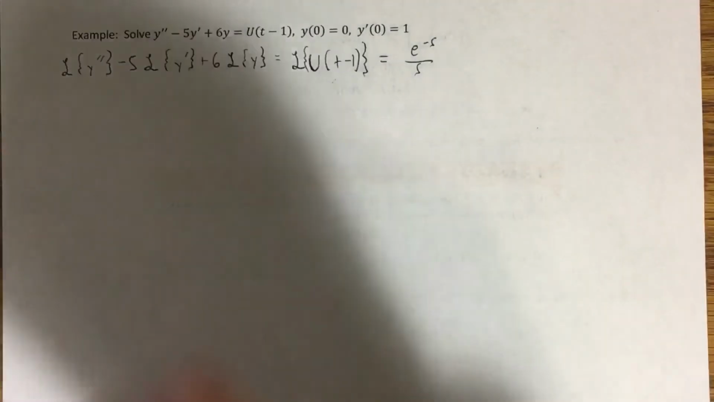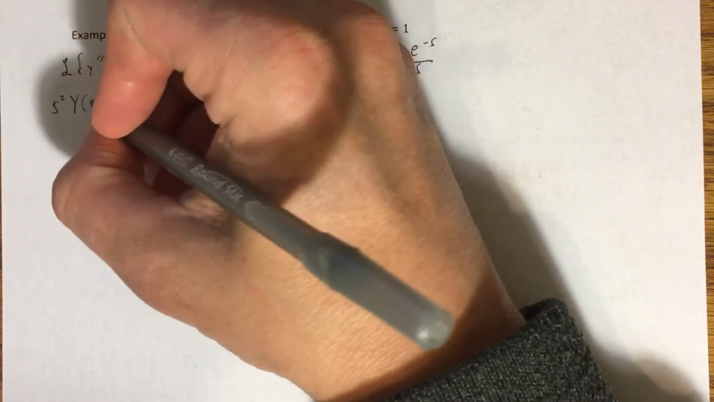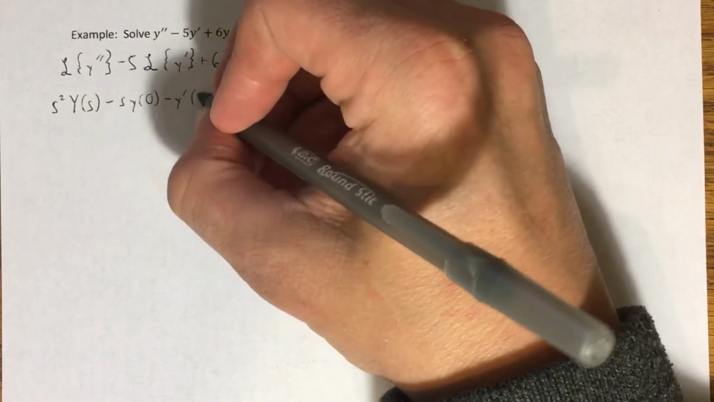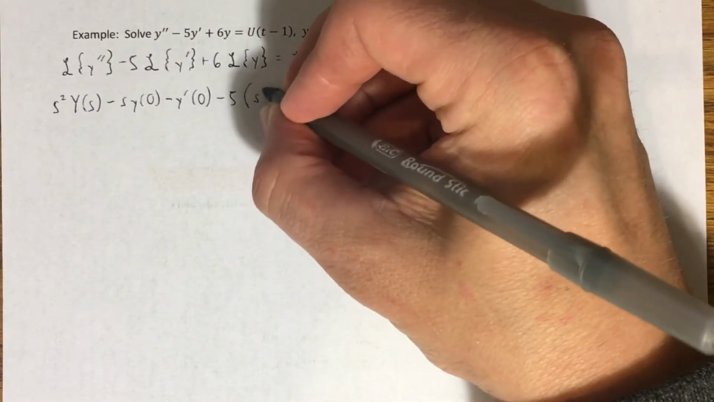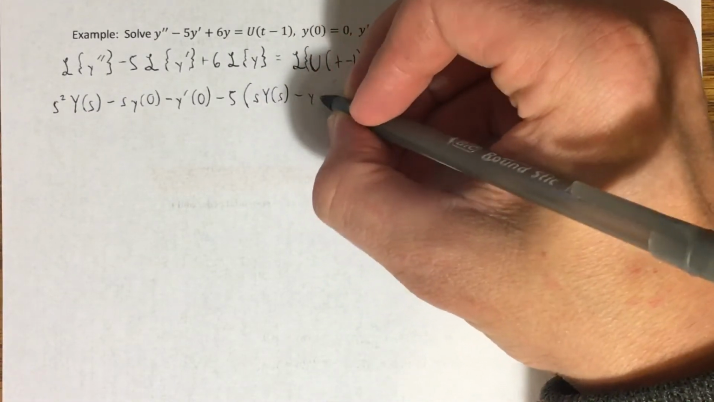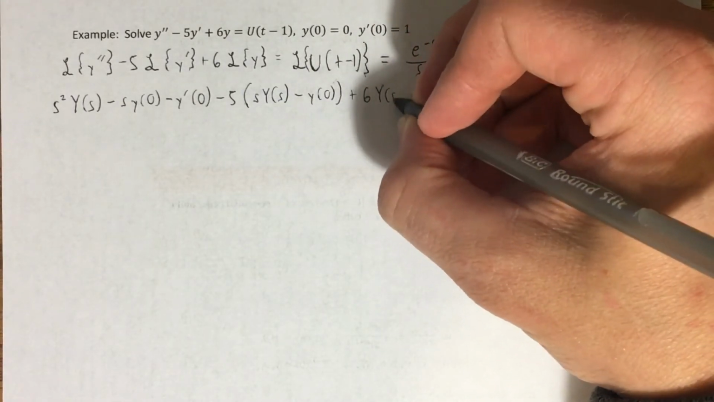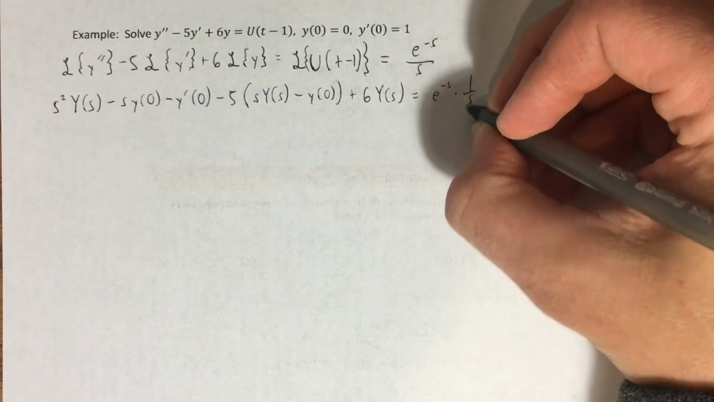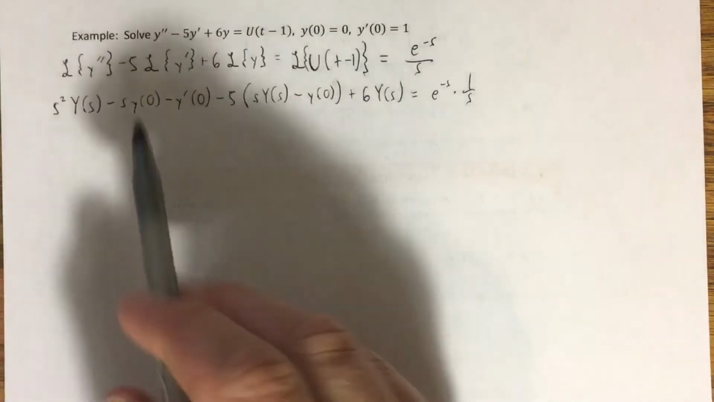Now, let's work on this left-hand side. So the transform of y double prime is equal to s squared Y of s minus s times y of 0 minus y prime of 0. And then this guy minus 5 times (s Y of s minus y of 0) plus 6 times Y of s equals e to the negative s times 1 over s. Let's write that this way. Okay? Now, I need to work on this side.